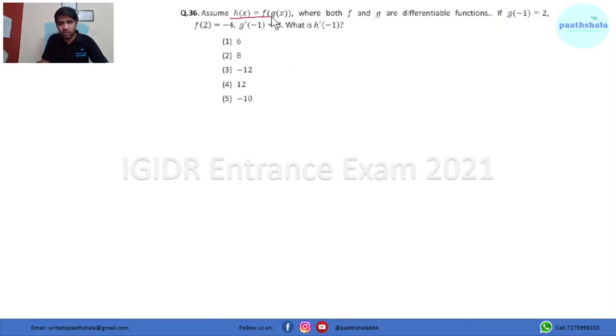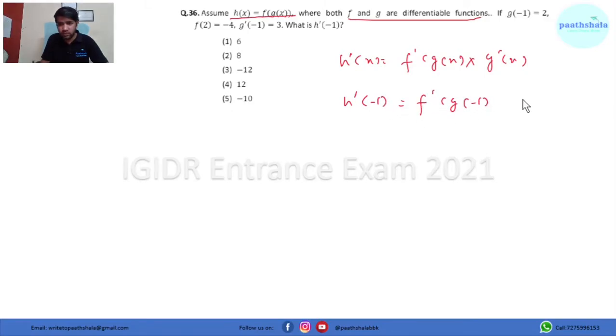Here it is given h(x) is f of g(x), and we have been given these values, and it is also saying f and g both are differentiable. So now we have to find the value of h dash of minus 1. Okay, so here h dash x will come out to be f dash g(x) into g dash x. Okay, so h dash minus 1 will be f dash g of minus 1 into g dash minus 1.